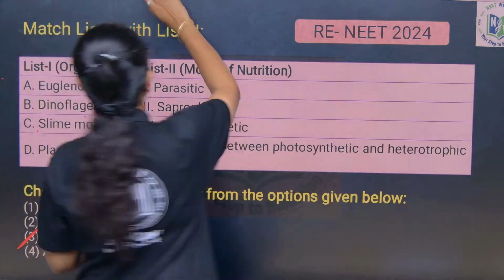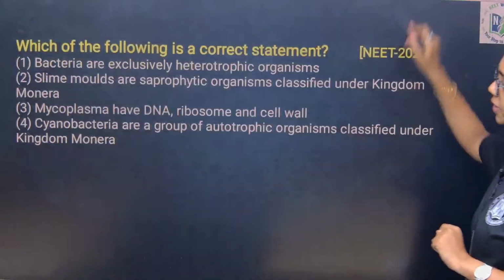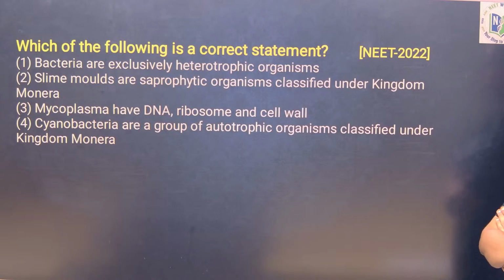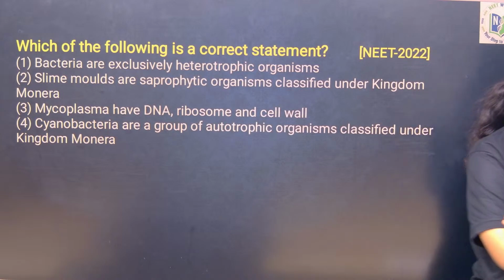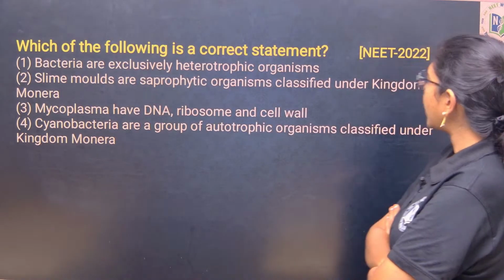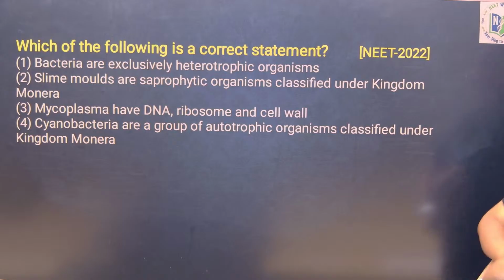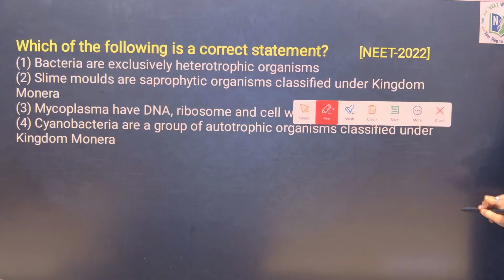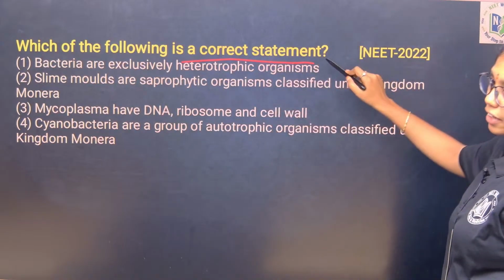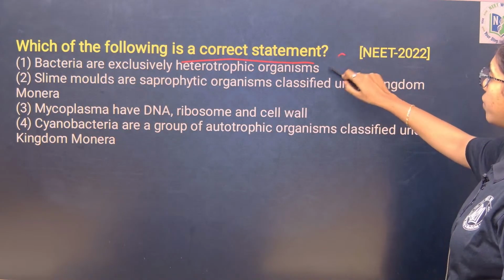Yeah, next. You said option 3 only, Abdul? Good. Last question. Answer carefully. NEET 2022 question. Sure? Okay, we will see. Correct statement need to be identified. Bacteria are exclusively heterotrophic. No, they are both autotrophic and heterotrophic. So, we can eliminate this.